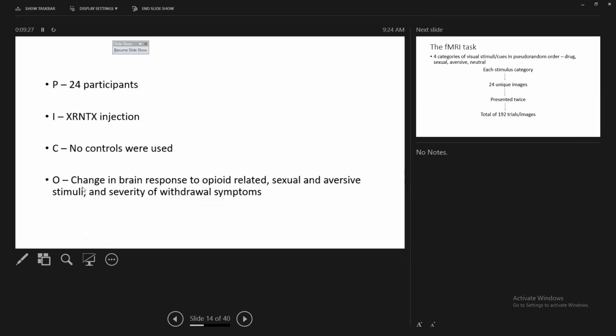Now we'll go to the PICO model. This has to be there in your presentation: population, intervention, control, and output. You have to present it that way. So population, 24 participants were taken. Intervention is the injection. Controls, no controls were used. And output is basically our outcome, which is the change in brain response to opioid-related, sexual and aversive stimuli and severity of withdrawal symptoms, right?